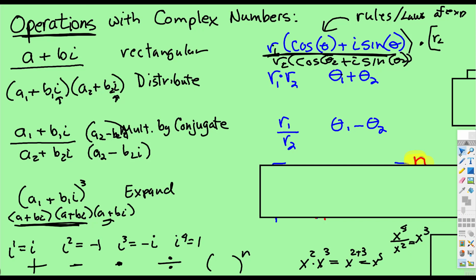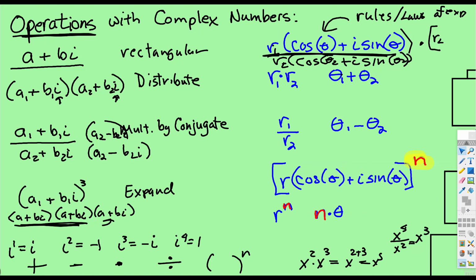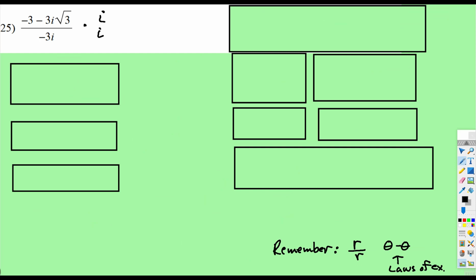5 subtract 2 is 3. And then when you raise a power to a power, the r gets raised to the power, right? If you have r squared to the n, that would be 2 times n, right? And then because when you raise a power to a power, you end up multiplying, you multiply the thetas. Okay, so let's do an example.